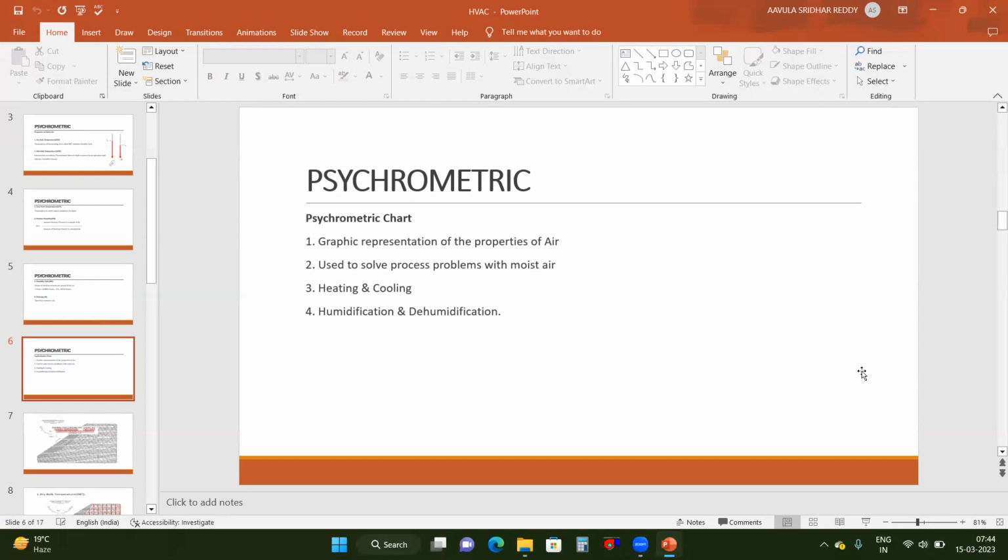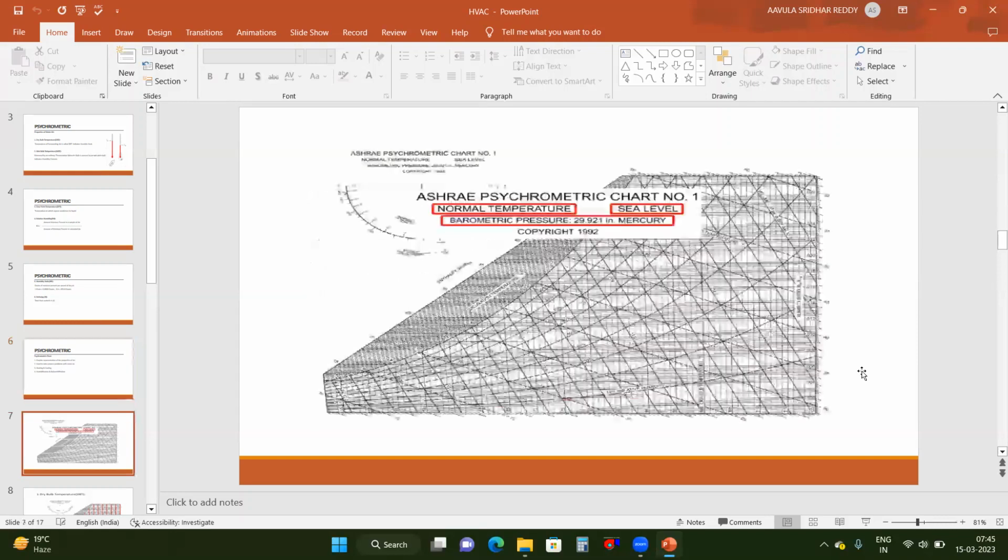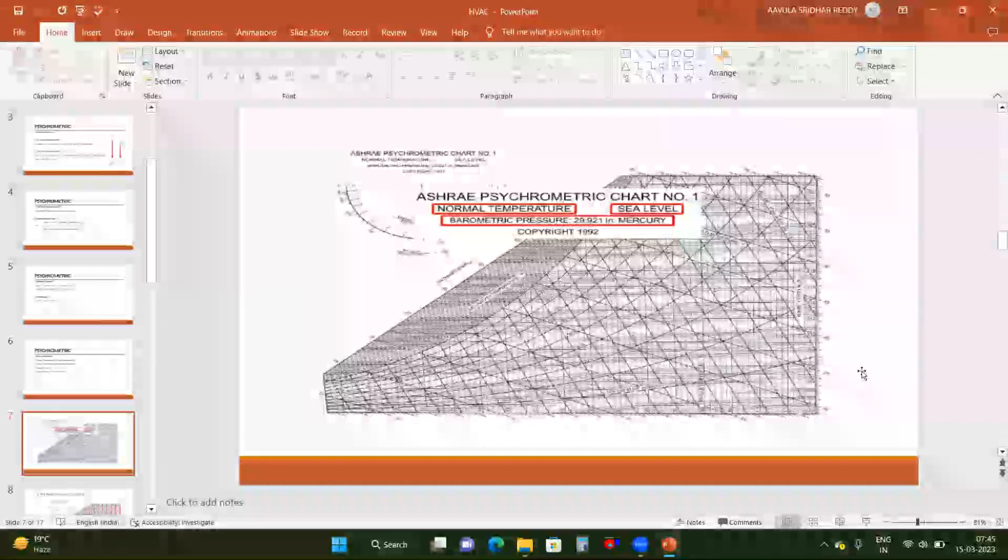Also heating and cooling. Fourth one, humidification and dehumidification. So these are the different types we can use and derive in the psychrometric chart. So this is called the psychrometric chart. This is how it will look. In this image we cannot see the lines properly, so I have highlighted every individual point, like dry bulb, wet bulb, in separate images. I will show that.